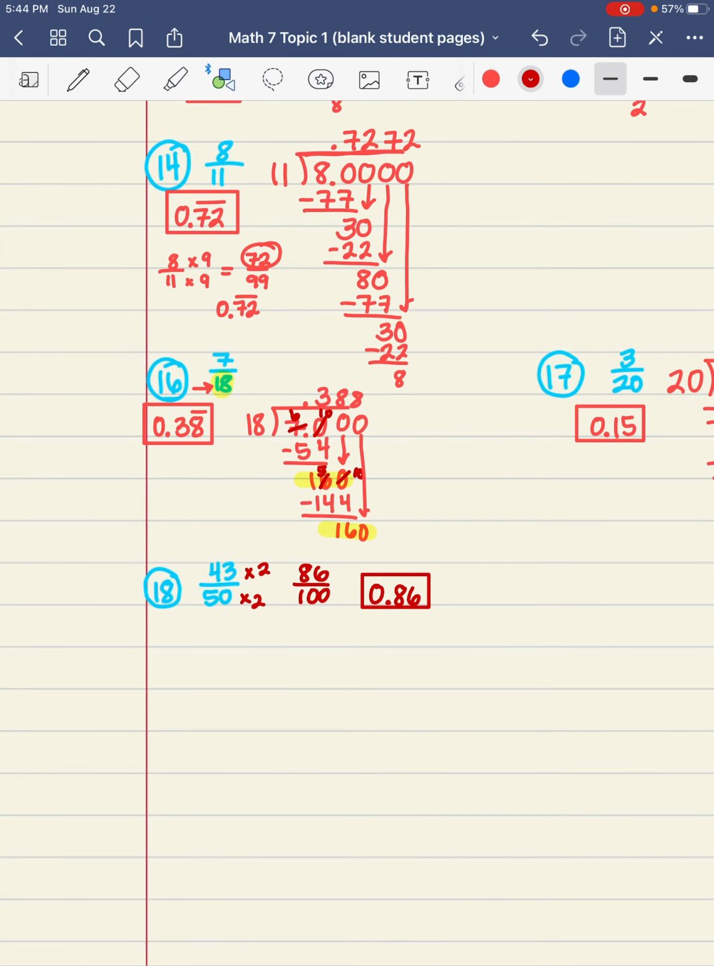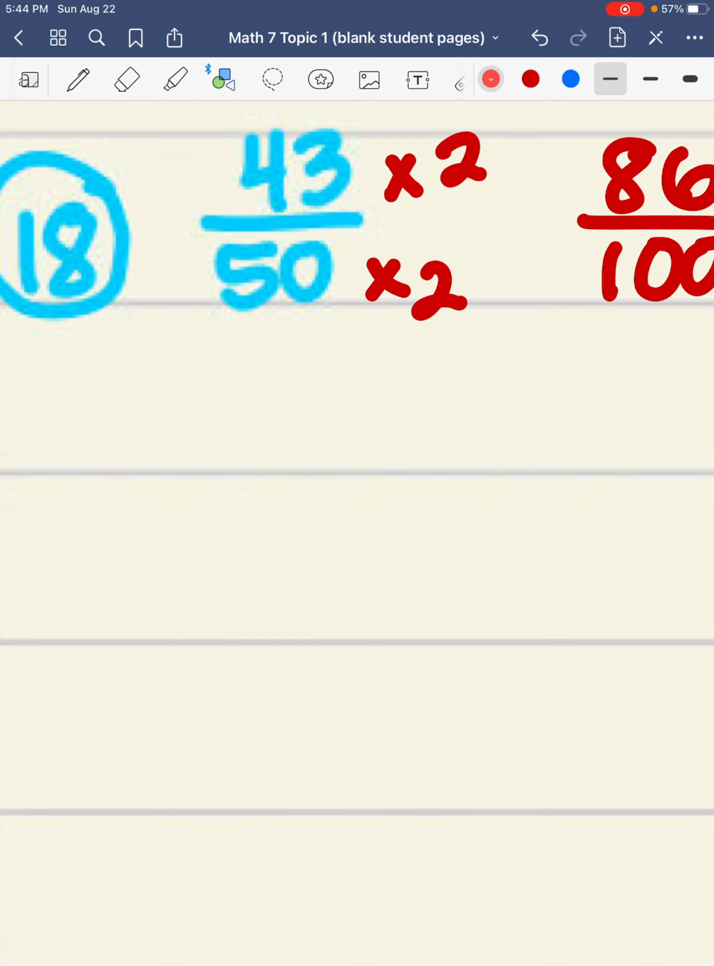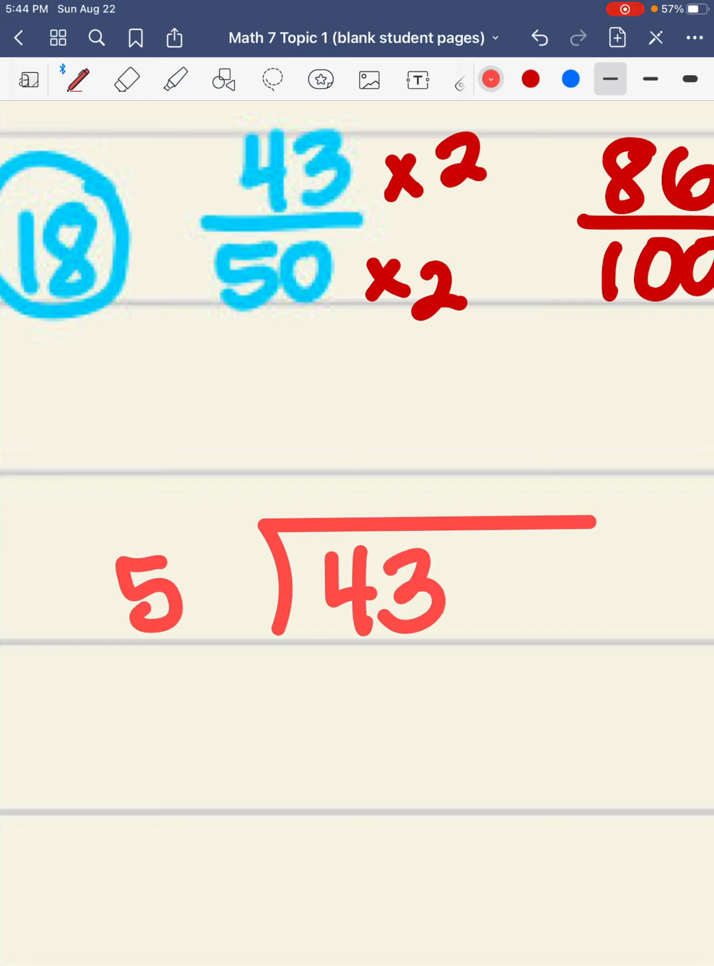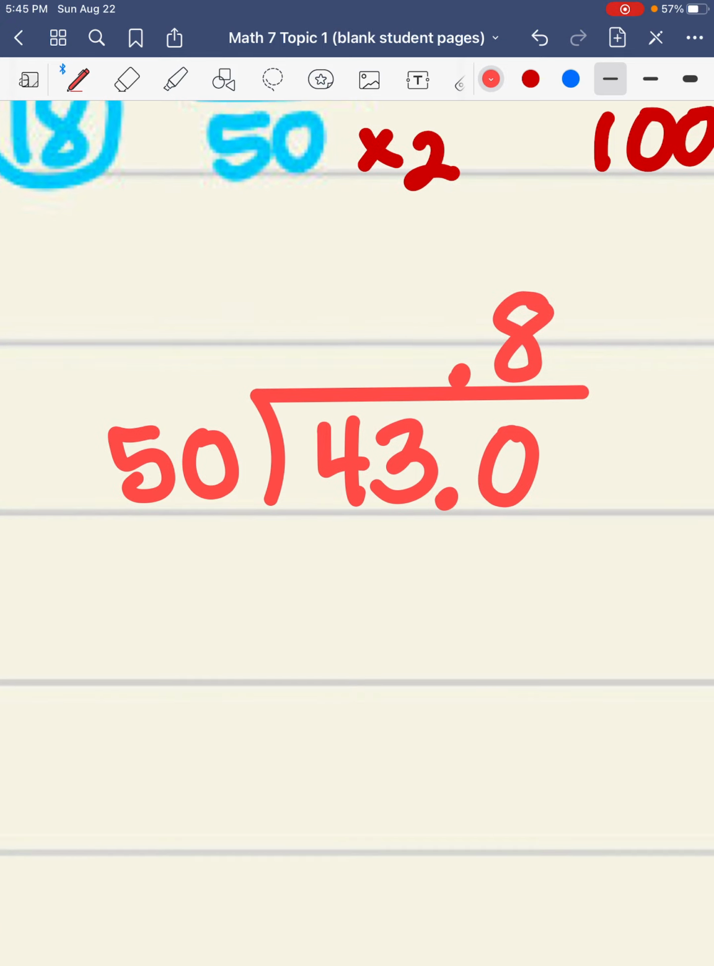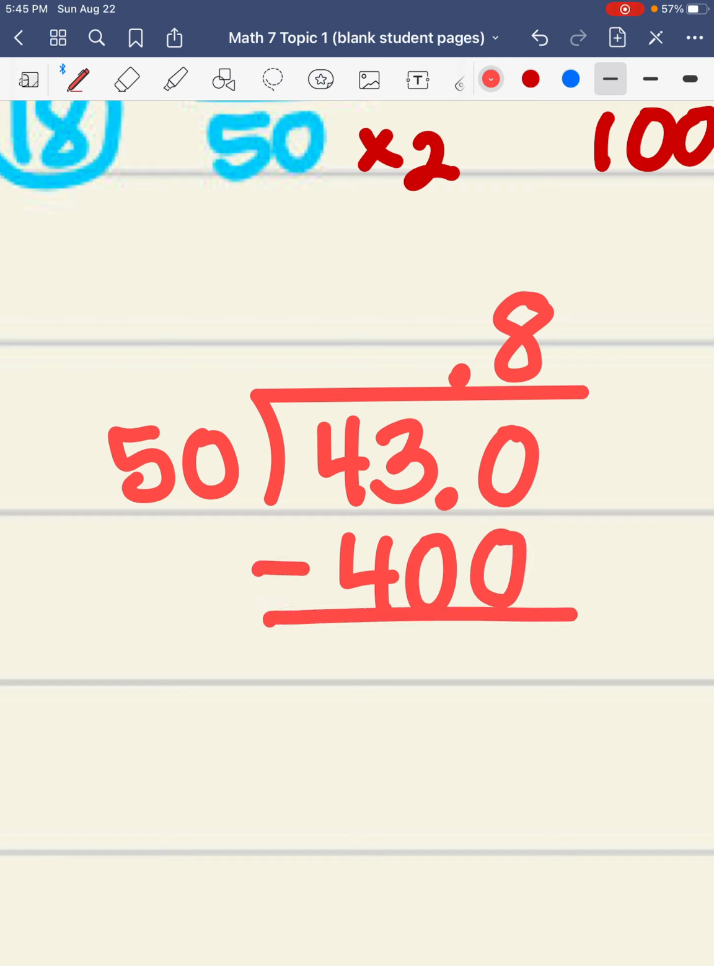Let's see if I use my long division, if that's the same answer that I get. So we have our division bracket here. My numerator goes on the inside and my denominator on the outside. Can 50 go into 43? Nope, it cannot. So I'm going to add a decimal and a 0. Well, can 50 go into 430? It sure can. I know that 5 times 9 is 45, so I'm going to start with 8. 8 times 5 is 40, and I'm going to add a 0, so 400. When I subtract, I get 30, so I'm going to add a 0 and bring that down.